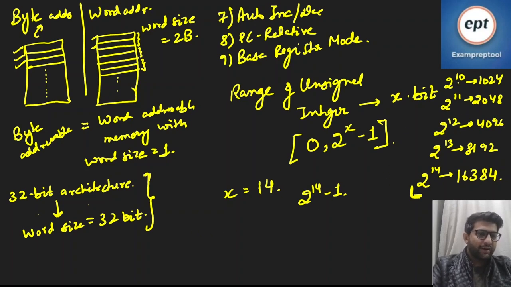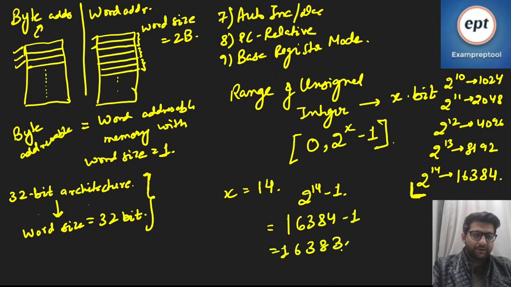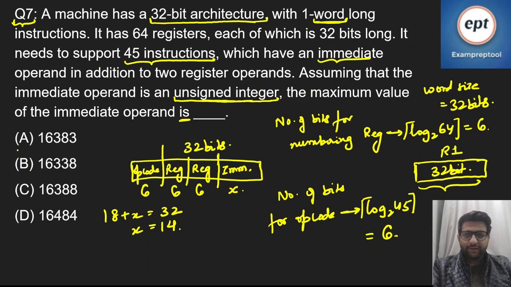You should also remember the values till 2 power 9, right? So at least remember powers from 2 power 1 to 2 power 14 to save some time in the GATE exam. So here, if you use this value of 2 power 14, that will be 16384 minus 1, that is 16383. Right, so the answer will be option A.